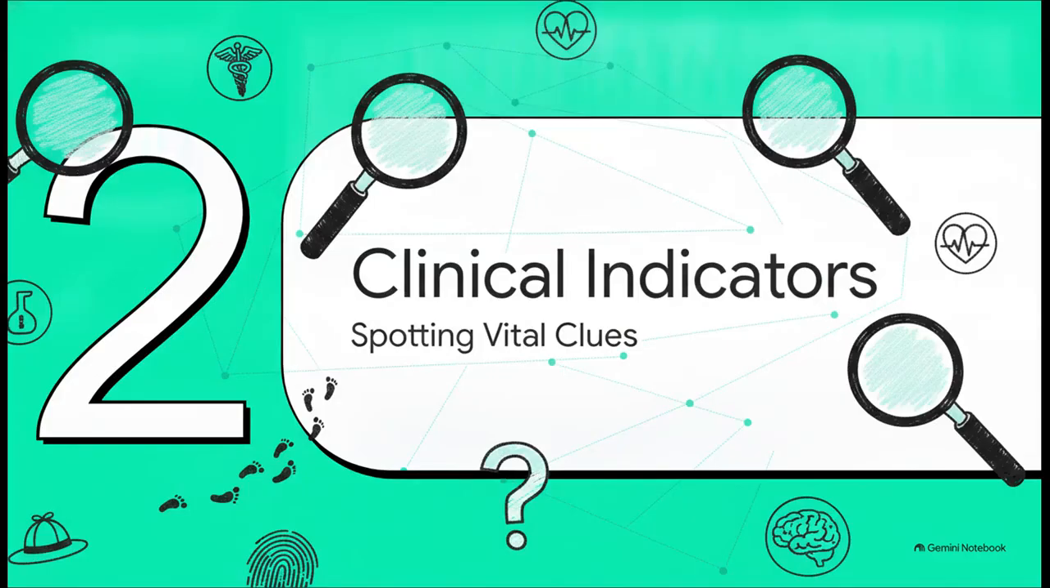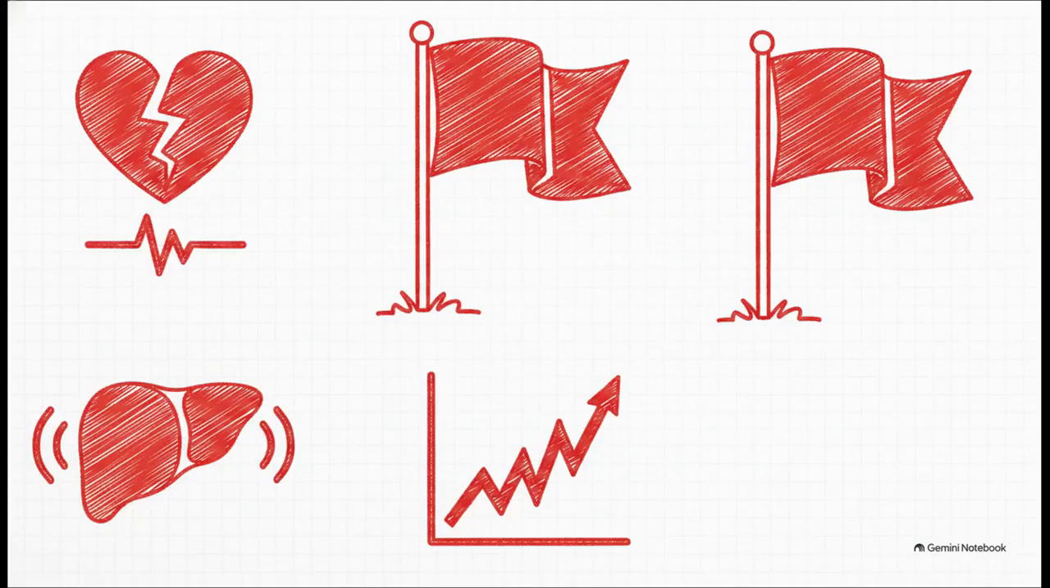Moving on to Section 2, spotting vital clinical indicators. You've really got to think of the medical coder here as a detective, actively scouring the record for vital clues. These clues are what the source text calls clinical indicators. They basically alert coders to conditions that might represent a CC or MCC and warrant further clarification.